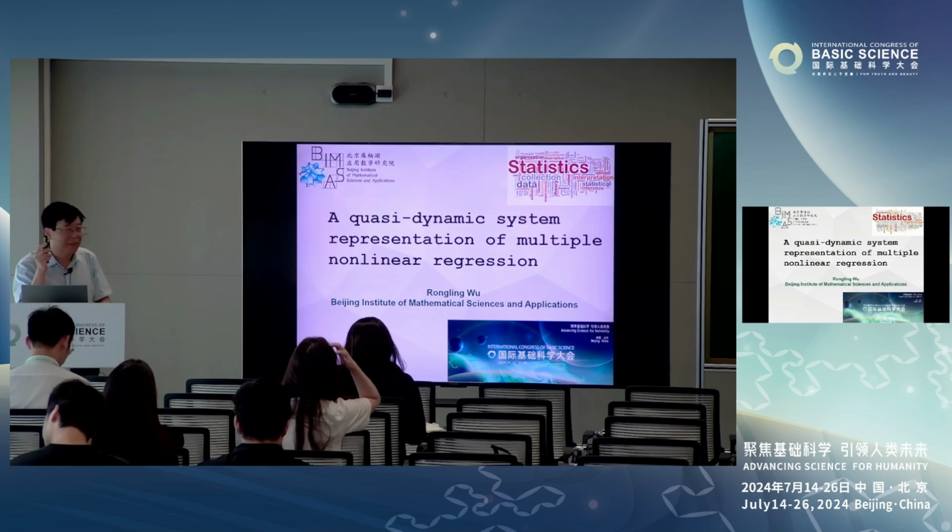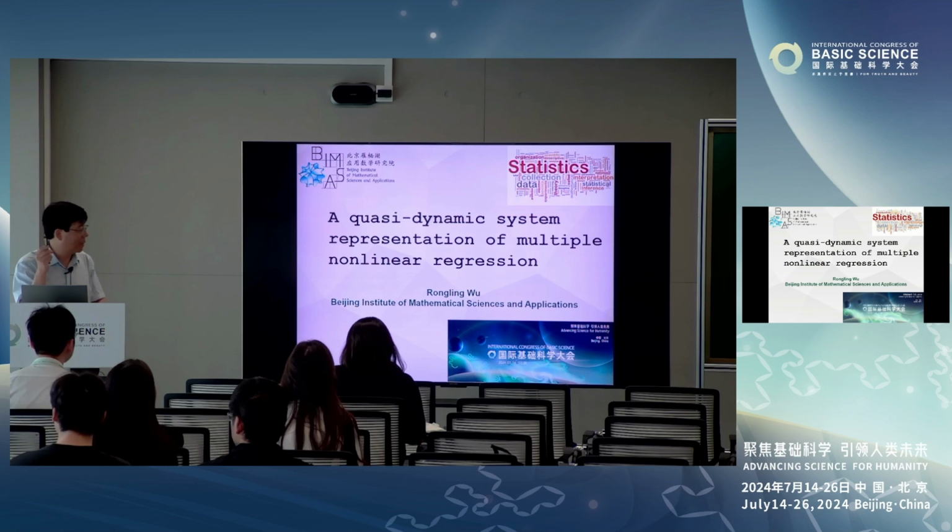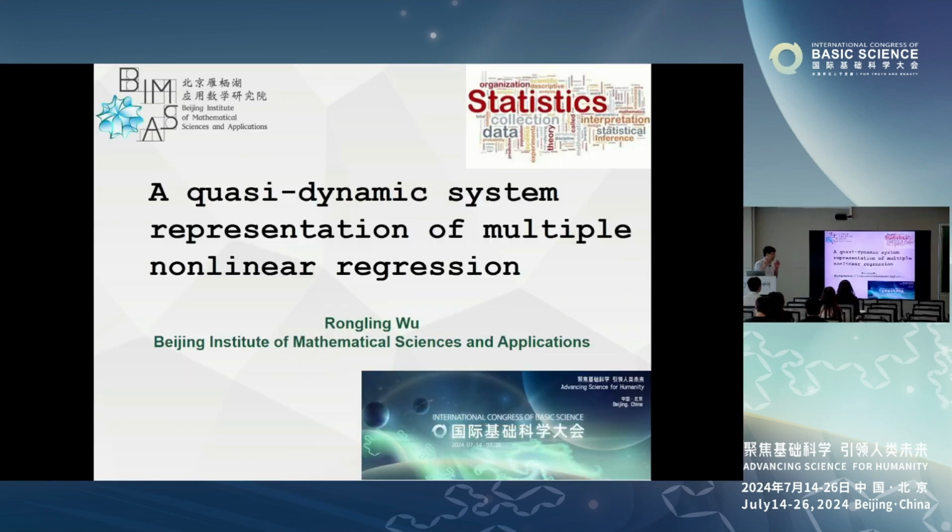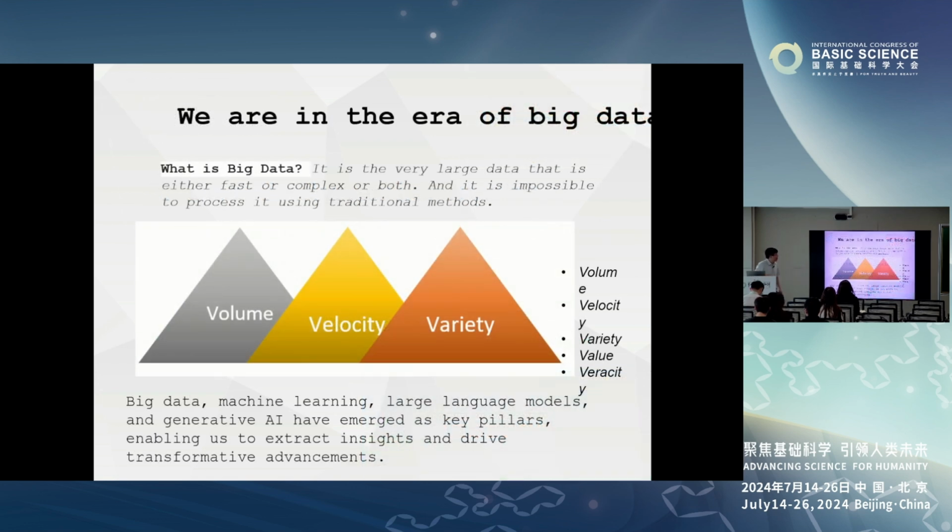The title is a quasi-dynamic system representation of multiple regression, nonlinear regression. We are in an era of big data. So what is big data? Data is huge, is dynamic, and growing very fast. So I use 5 Vs to describe the features of big data. First is volume. Second is velocity, and third is variety. Fourth is veracity, and the last one is value. So those 5 Vs very well describe the features of big data.